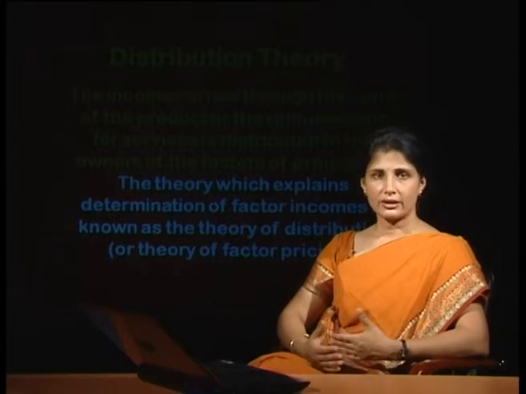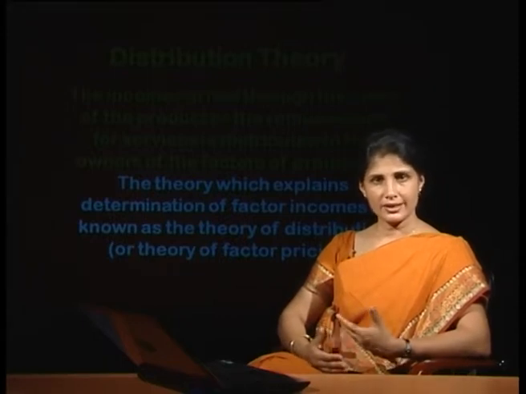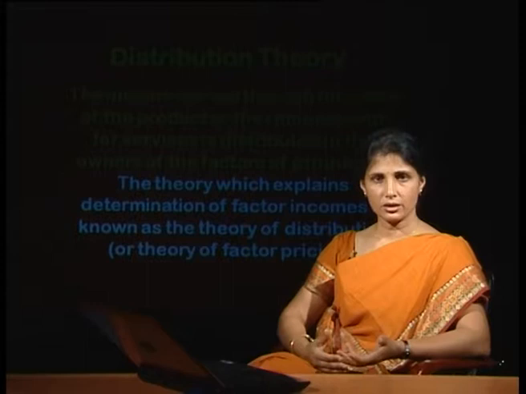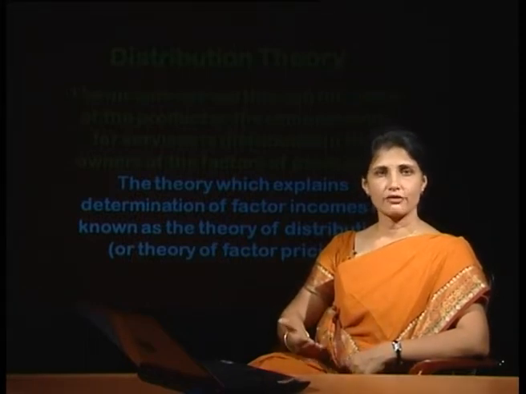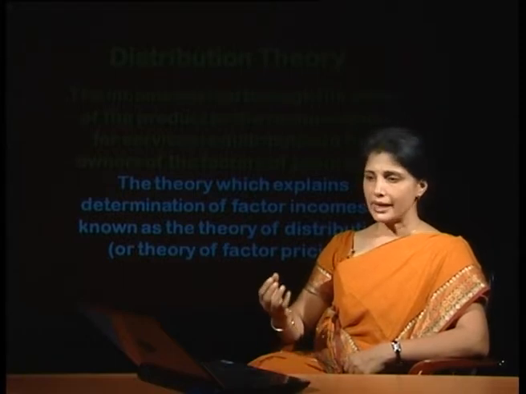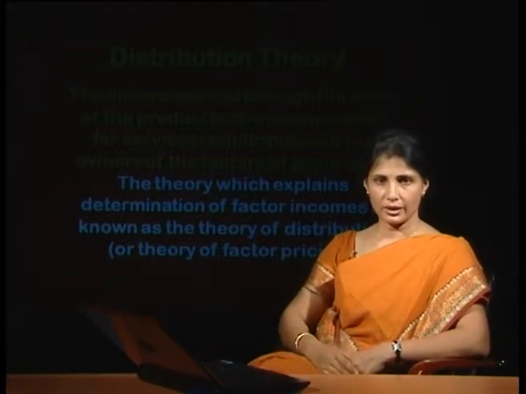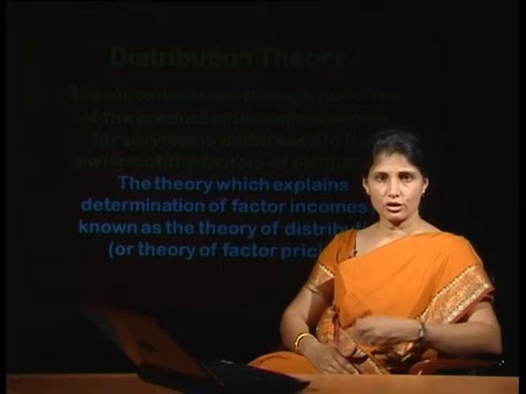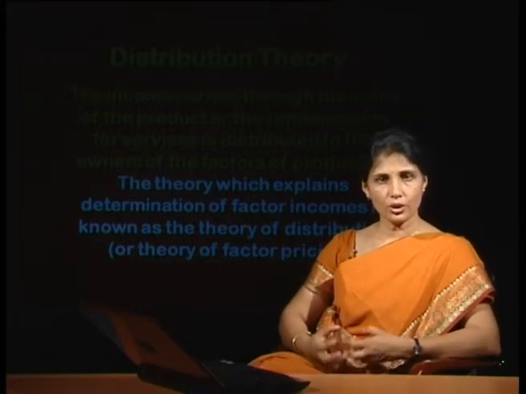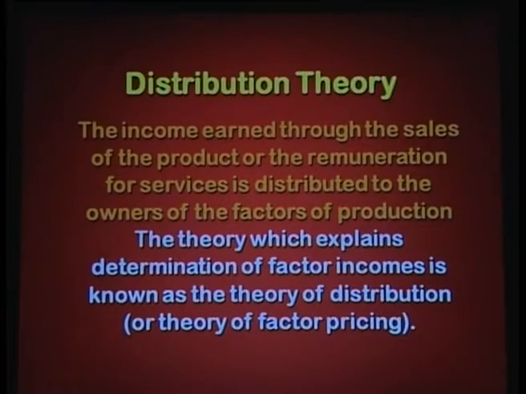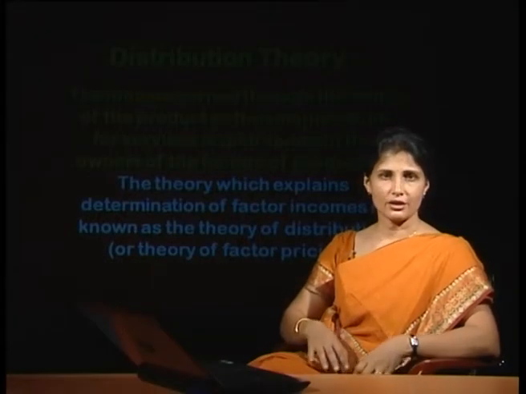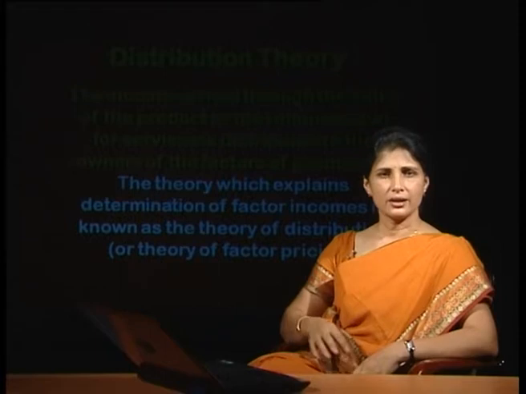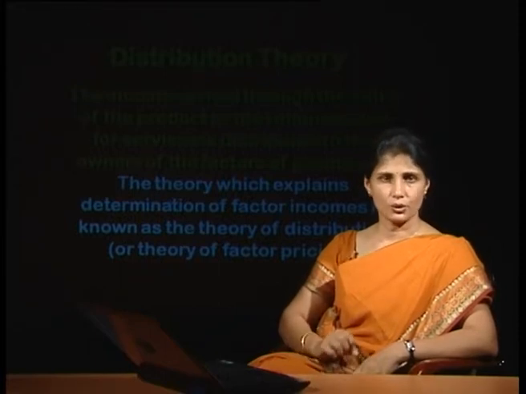Now, as I told you, there are 2 markets. The product market is a separate market where the product is bought and sold, and related to that there is another market, that is the factor market. So, the income earned through the sales of the product, when the product goes into the market and is sold, the owner or the seller of the product gets something in terms of income. Now, this earned income is distributed among various factors of production. That is why the theory is named the theory of distribution.